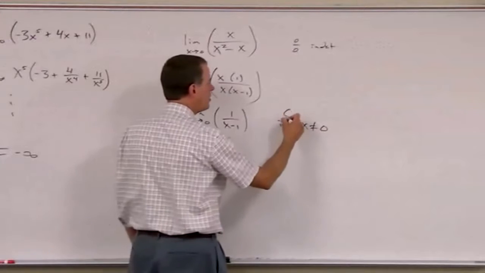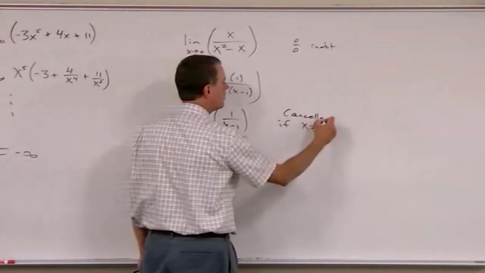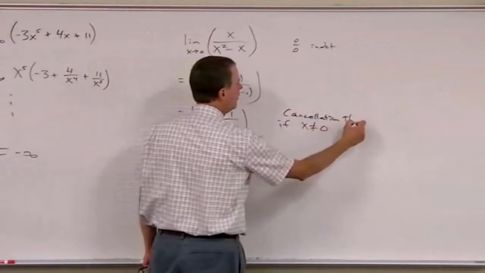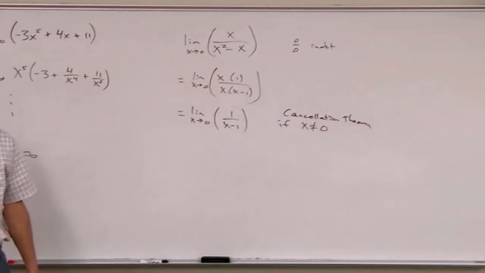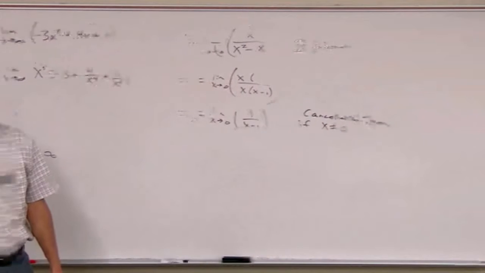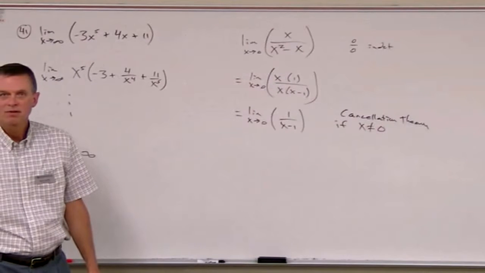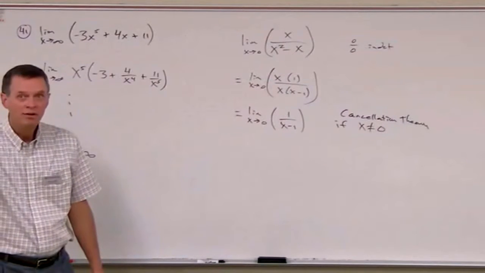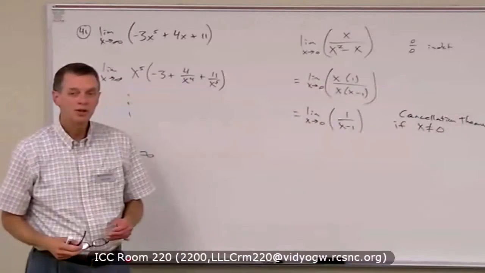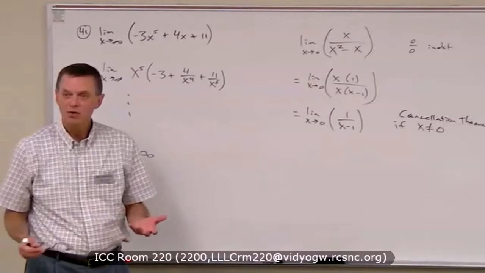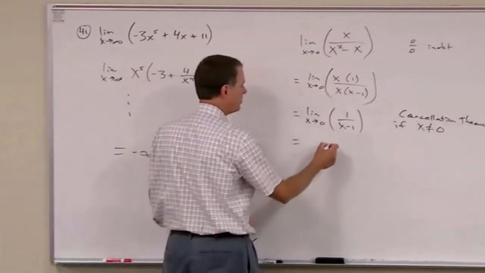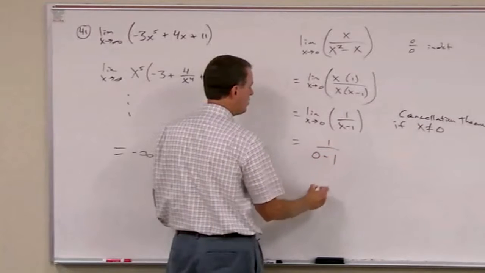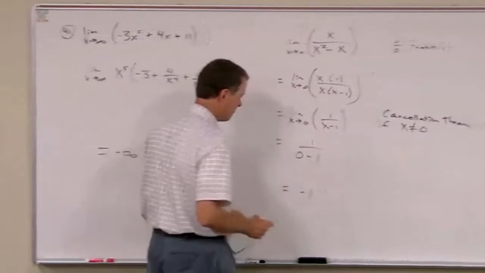We can apply the cancellation theorem. If x is not equal to 0, how do we know x is not going to be 0 to allow us to cancel that? Because the function is approaching 0, because that's our c value. Yes, we're approaching 0, but it's not going to hit 0. It's just getting close. And so now we're ready to say, well, this is 1 over 0 minus 1, which is 1.